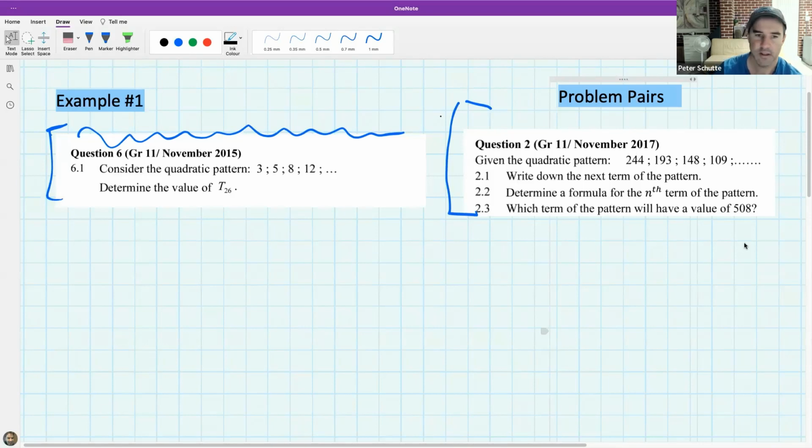Hello, sir. Can you please explain a little bit about the quadratic pattern? Because I only joined the class today, so I missed the basics.